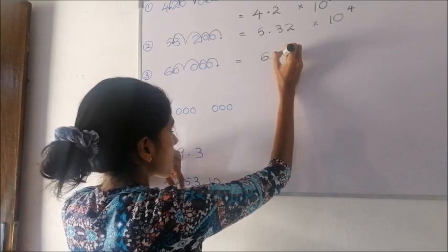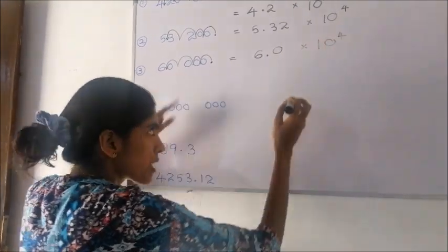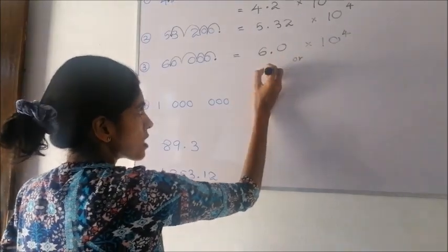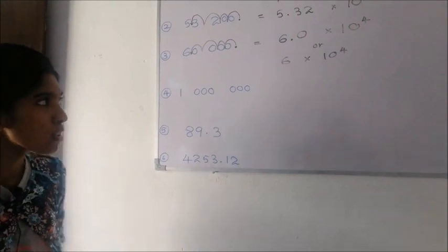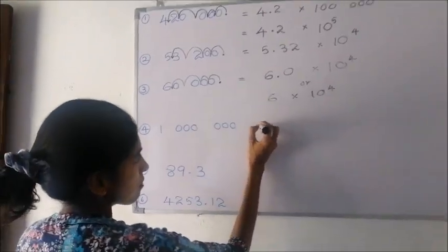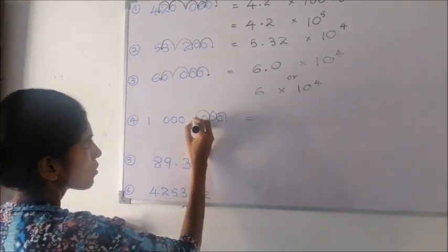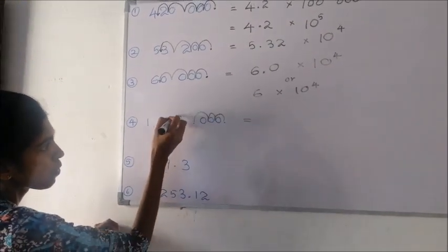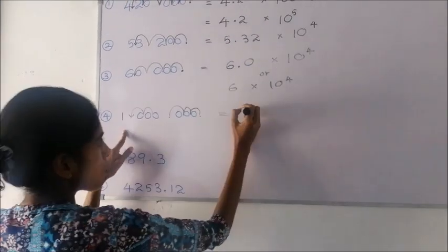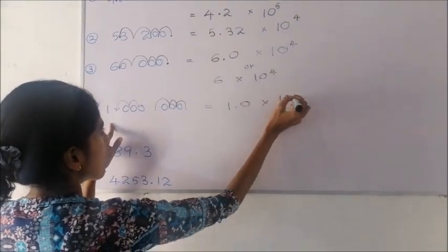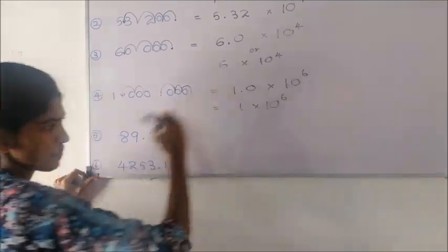So we can write 0 times 10 to the power 4. Or else instead of this you can write 6 into 10 to the power 4 also. Both are correct. Next, we will think that the decimal point is here. 1, 2, 3, 4, 5, 6. 6 times we need to move forward. 1.0 multiplied by 10 to the power 6, or else 1 into 10 to the power 6.